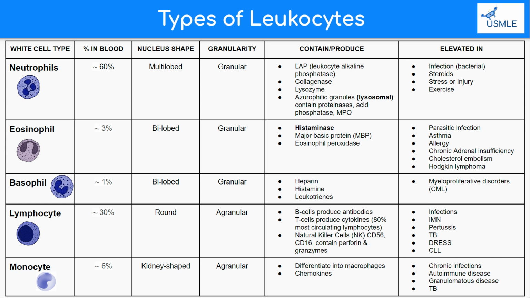Lymphocytes are about 30% in the blood, have a rounded nucleus, and produce B and T cells. B cells produce antibodies and T cells produce cytokines. T cells are the most abundant circulating lymphocytes in the blood. Lymphocytes are raised in infections like infectious mononucleosis, pertussis, tuberculosis, and in malignancies like CLL. Monocytes, 6% in the blood, have a kidney-shaped nucleus and differentiate into macrophages. These are raised in chronic infections, autoimmune diseases, and tuberculosis.